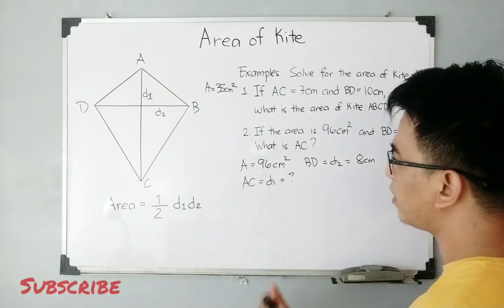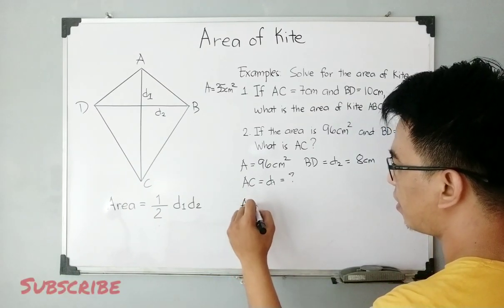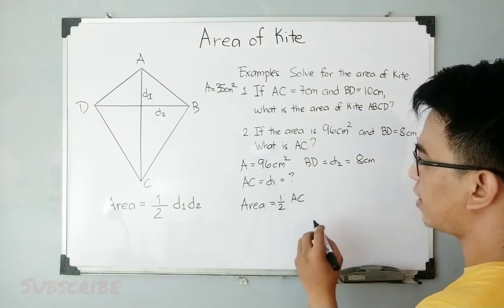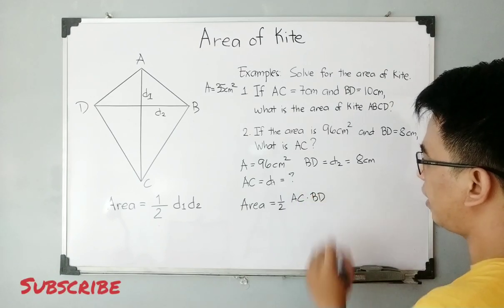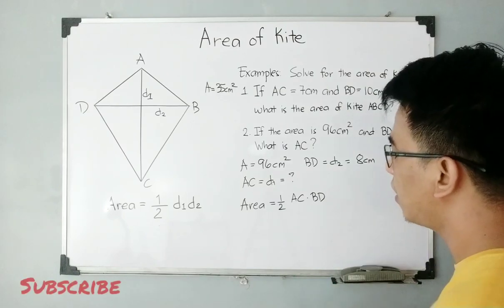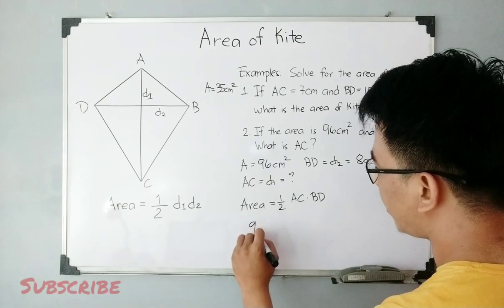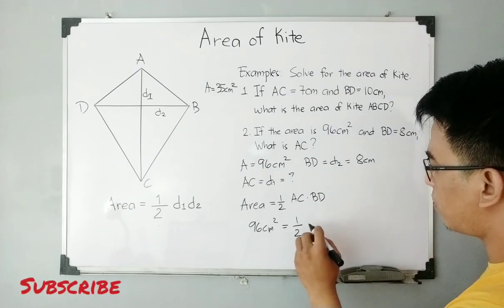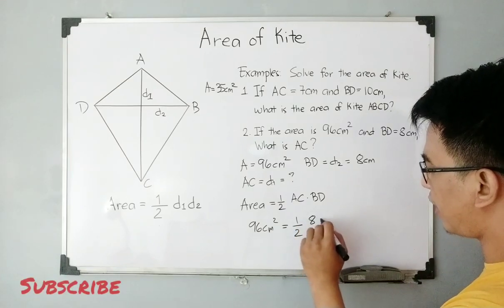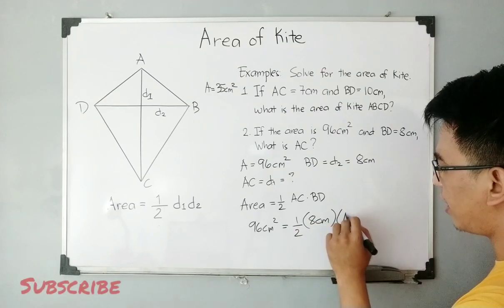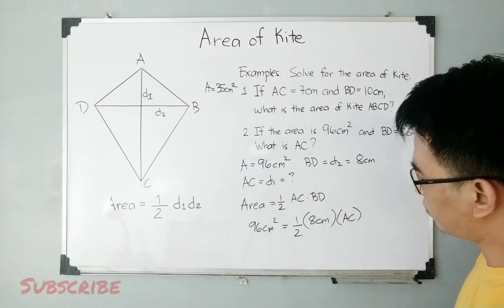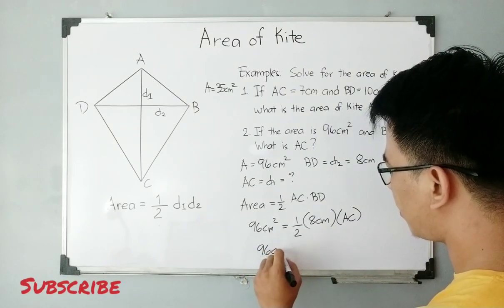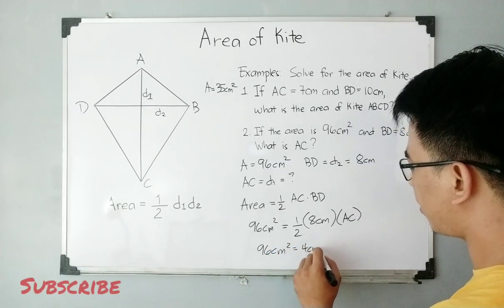To solve this problem, using this formula, you have area is equal to 1 half D sub 1. Gawin na lang natin yung D sub 1 natin bilang AC, AC times BD. Instead of using D sub 1 and D sub 2, I used AC and BD. So here, yung ating area is equal to 96 centimeters squared. Then 1 half, your BD is 8 centimeters, so ilagyan natin dito yung BD natin, times 8 centimeters. And then, wala ka pa rin yung AC. So first, we need to simplify this one. We can simplify it, and it will become 96 centimeters squared is equal to 4 centimeters times AC.